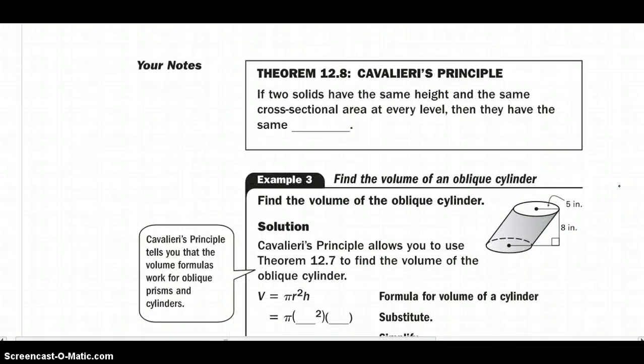Looking at 12.8, if two solids have the same height and the same cross section, remember we talked about that in 12.1, at every level, then they have the same volume. And that will help us out a little bit later. So just keep that in the back of your mind.